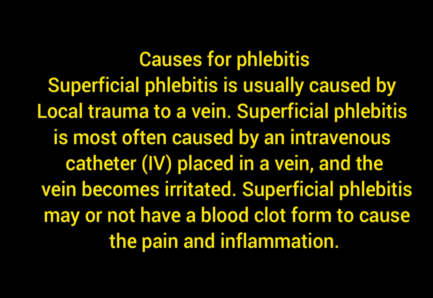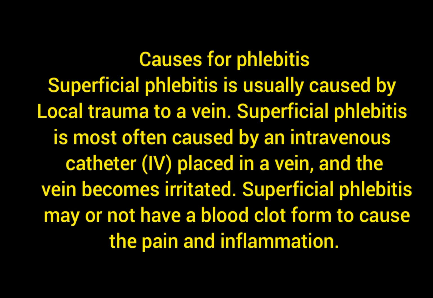What are all the causes for phlebitis? Superficial phlebitis is usually caused by local trauma to the vein. So when we are inserting an IV cannula, if we make a double puncture, phlebitis can happen to the patient. Superficial phlebitis is also most often caused by an intravenous catheter, that is IV cannulas, and the vein becomes irritated. If we give any concentrated IV fluids or medications, chemical induced phlebitis may also be expected.